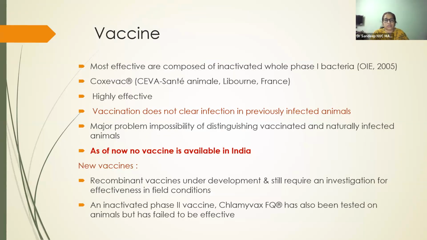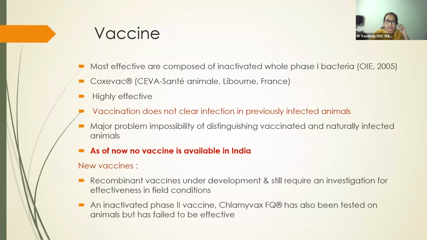A vaccine is not available for coccidiosis or Q fever. The most effective ones are composed of inactivated whole phase 1 bacteria. Coxevac is known as highly effective. Vaccination does not clear infection in previously infected animals, and a major problem is the impossibility of distinguishing vaccinated and naturally infected animals, as we do in the case of FMD and others. It's not possible in this case.